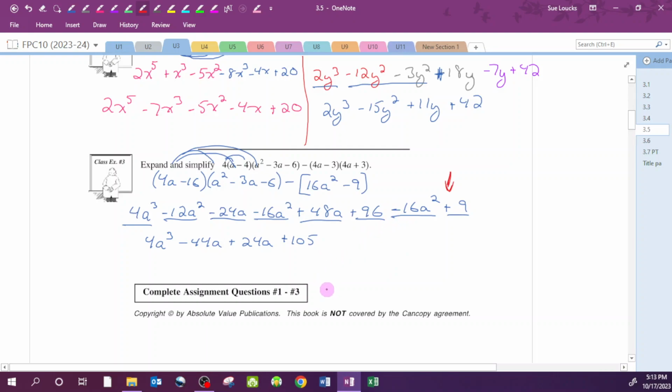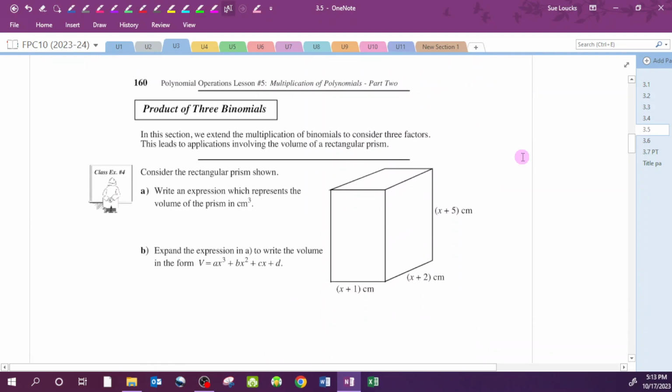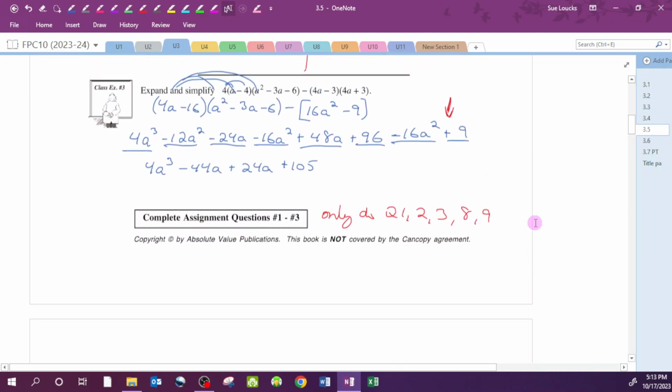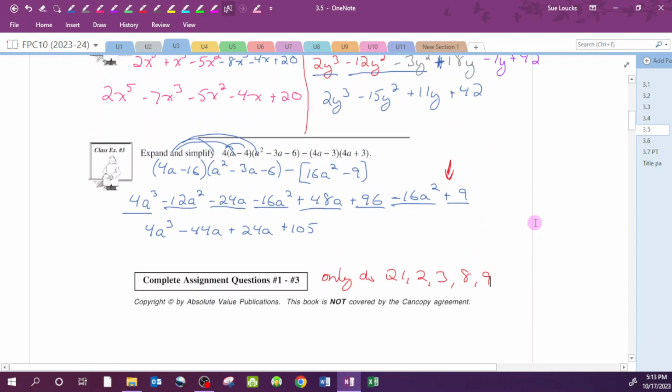So only do questions 1, 2, 3, and 8 and 9. Okay, don't bother with the ones in the middle. They are multiplying 3 binomials, and that's not part of the grade 10 curriculum, and we're just not going to do that because we are a little pressed for time, and I want to find as many extra lessons as I can. And the next lesson is on solving problems with polynomial products, and that one is really important that we do.